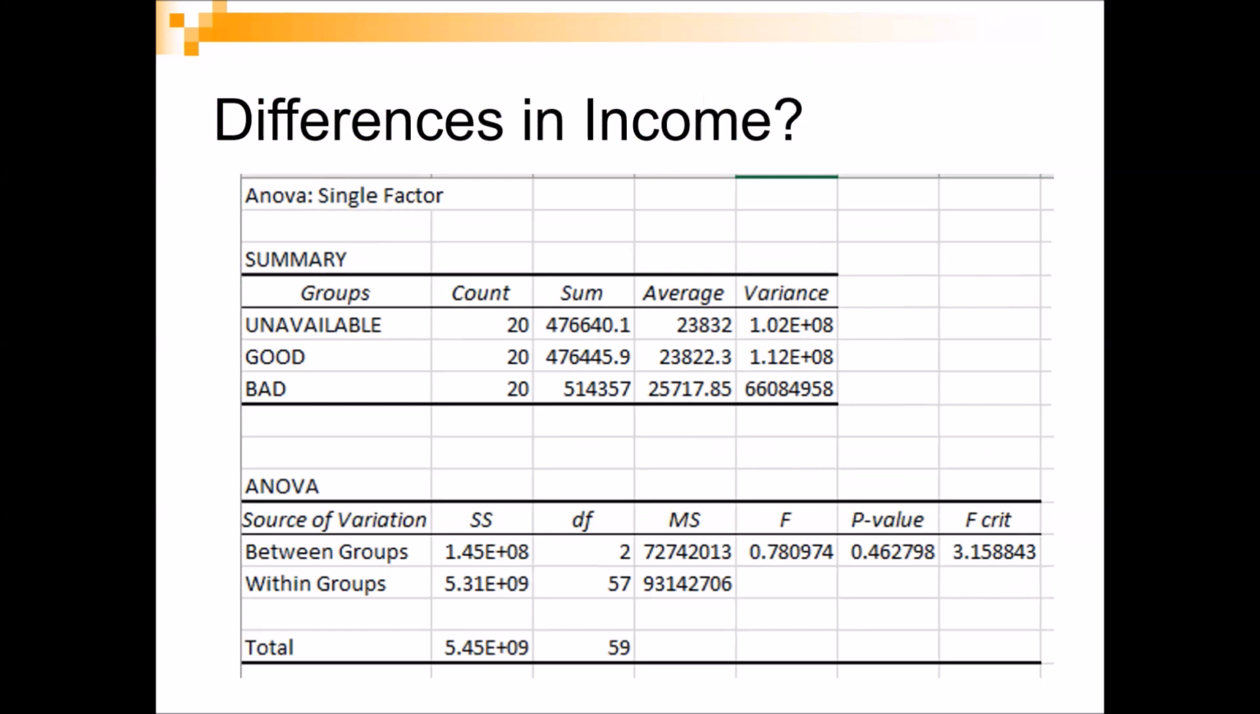We can look at differences in income. Is there a difference between high COVID or food availability? I run it and get a p-value of 0.46. No, there's no difference here. You can see these two are kind of the same. This is slightly different, but when we run them all together, not necessarily.